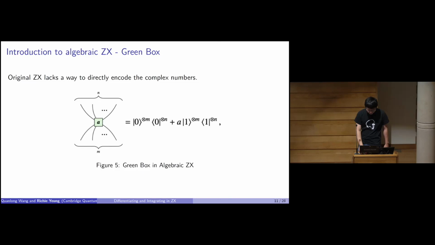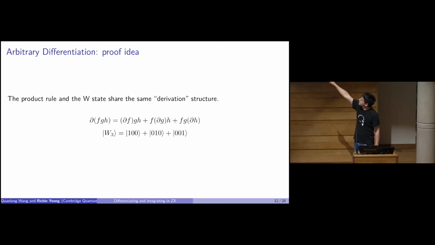The sketch of the proof is that it turns out the product rule seen here is very similar to the W state. In the product rule, we differentiate a product of three terms. You get a sum of terms where one term is differentiated and the rest are undifferentiated. And in the W state, in each term, everything is zero except one place where it's a one.